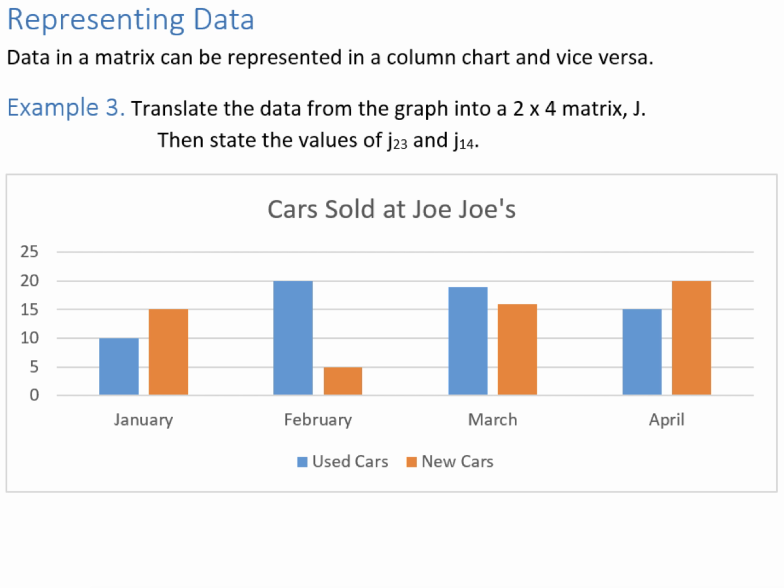So we can represent data with matrices, and so here we're going to do a column chart to a matrix, but you also could make a matrix into a column chart. So translate the data from the graph into a 2x4 matrix, and they want to call it J, and then state the values of J23 and J14. Well, we want a 2x4. Well, notice under each month we have two things. We have used cars and new cars. So those are going to be our two. So we'll have used cars on top and new cars we can put on the bottom, and those will be our rows, and then our columns can be each month.